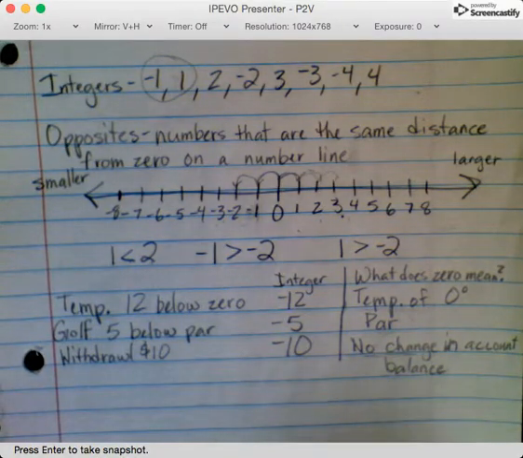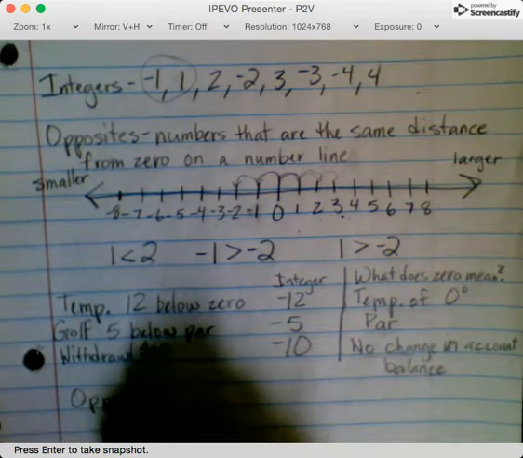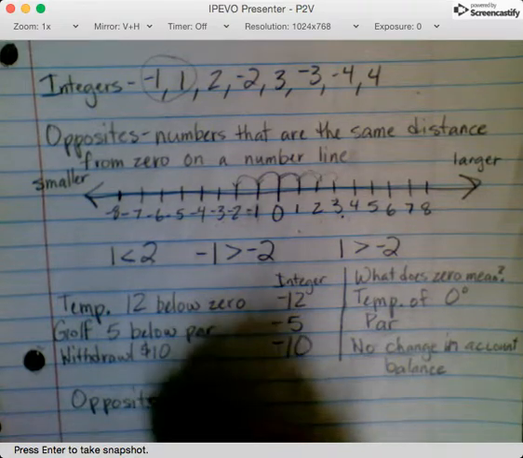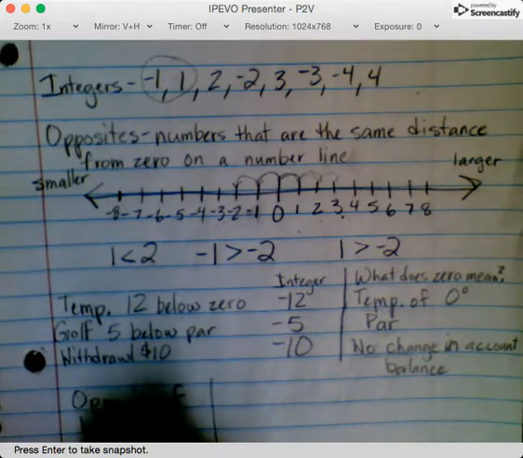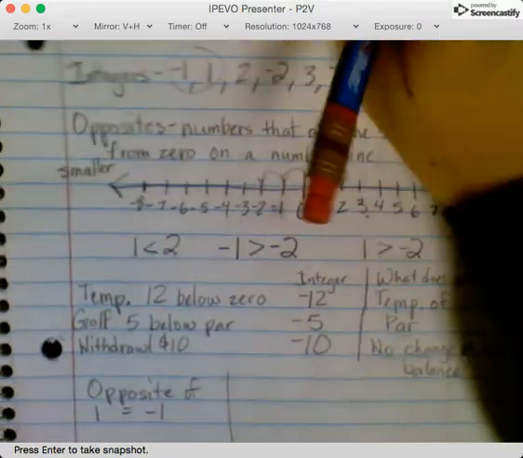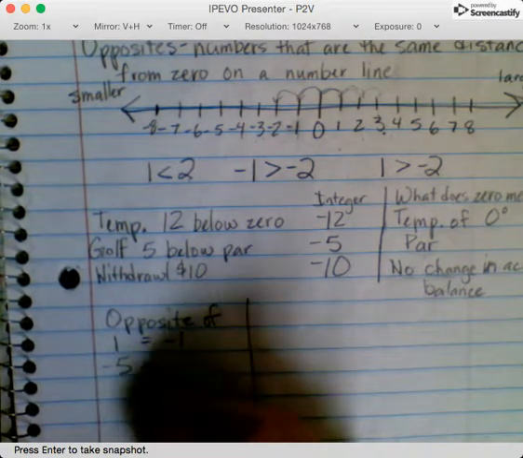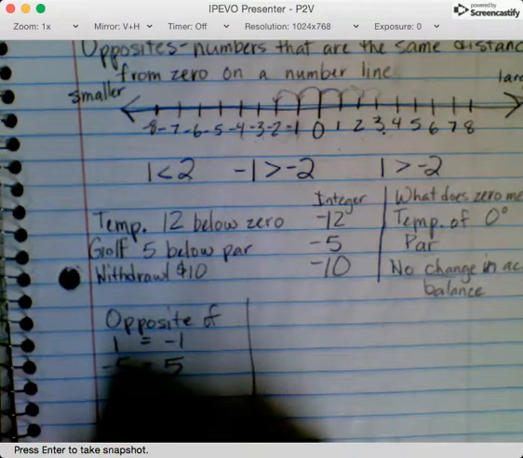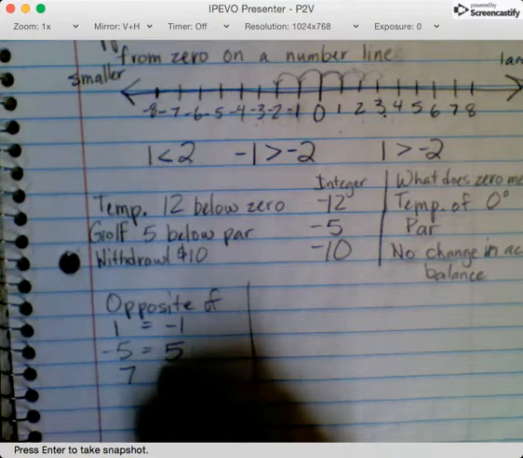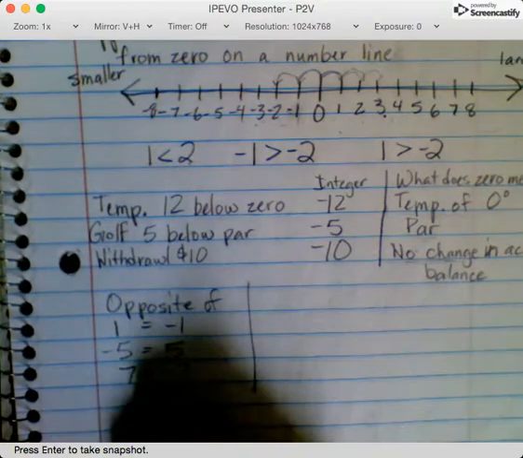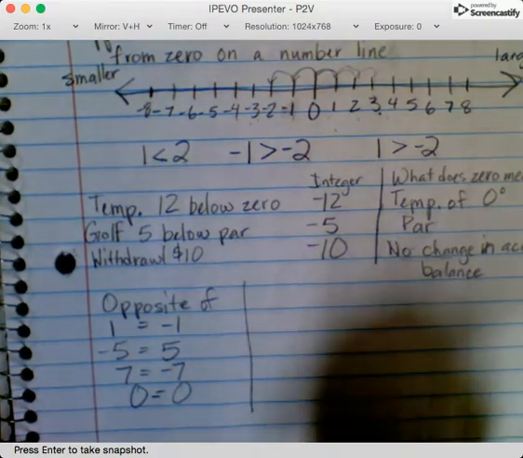Just a little bit of practice of finding the opposite. So the opposite of 1 is negative 1. The opposite of negative 5 is 5. The opposite of 7 is negative 7. The opposite of 0 is actually 0. 0 is its own opposite.